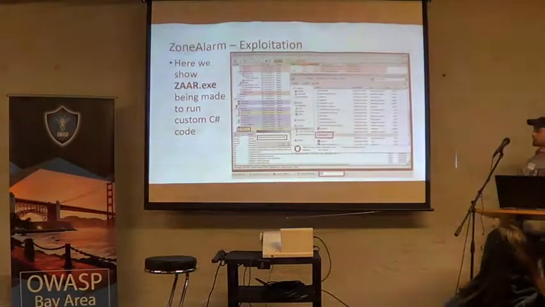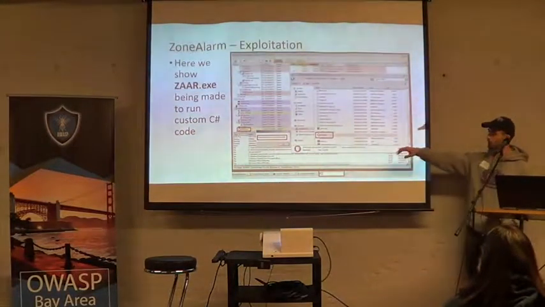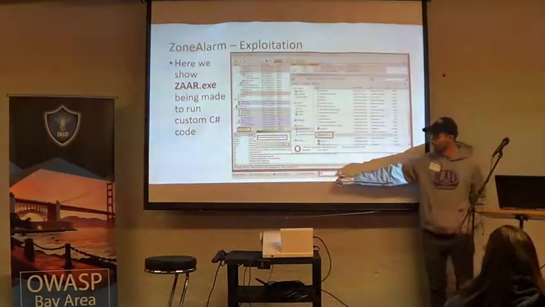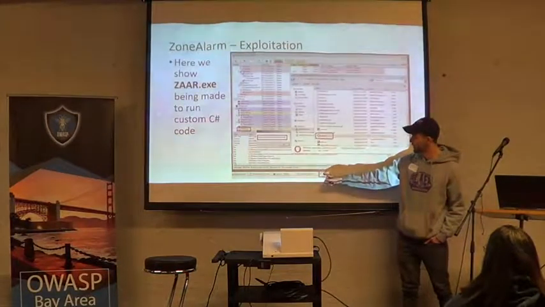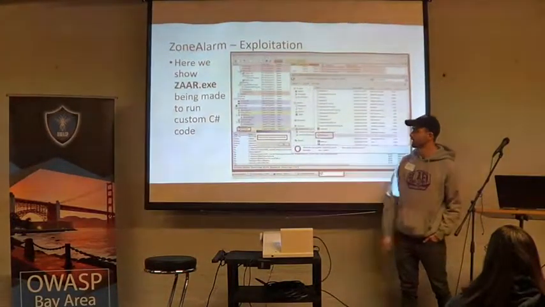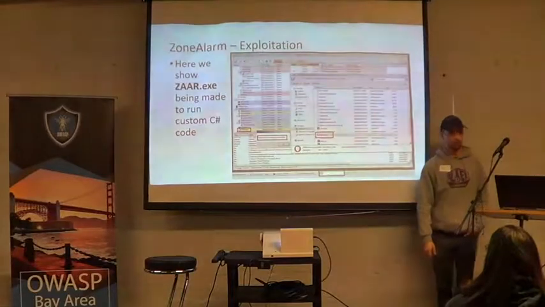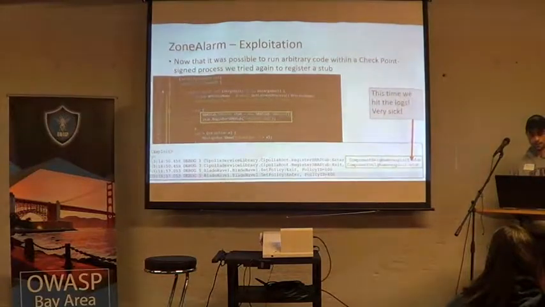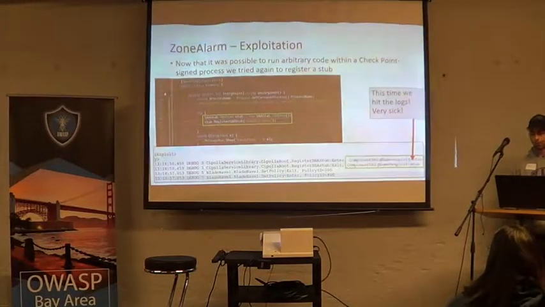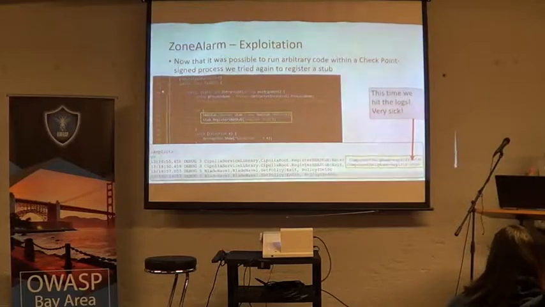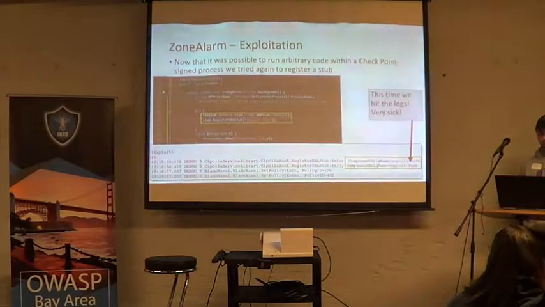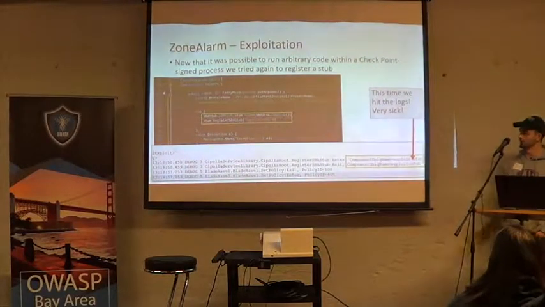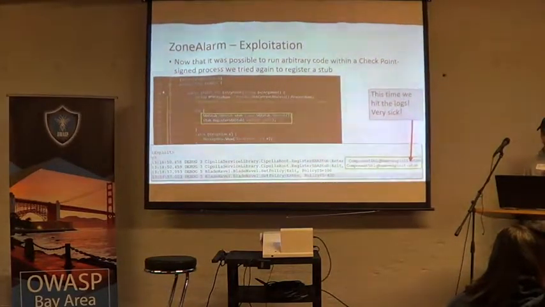In this screenshot, the program that I chose to launch as a user was called zar.exe. It's signed, and I highlighted here and here just so you can see that the pop-up box got the icon of ZAR, so I knew I was running code inside of that process. Now that I had code running inside of a signed process, I tried registering a stub again, and it worked this time, so I got exploit stub. So very sick.